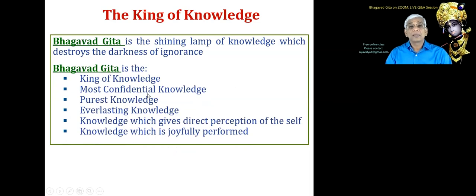And Bhagavad Gita is the king of knowledge, Raja Vidya. It is the most confidential knowledge, Raja Guhyam, the purest knowledge, Pavitram, and everlasting knowledge, Avyayam. It gives direct perception of the self, and is knowledge which is joyfully performed. Raja Vidya, Raja Guhyam, Pavitram idam uttamam, pratyaksha-avagamam dharmyam, su-sukham kartum avyayam. That's what the Bhagavad Gita is. So this knowledge is very, very important for us to know.